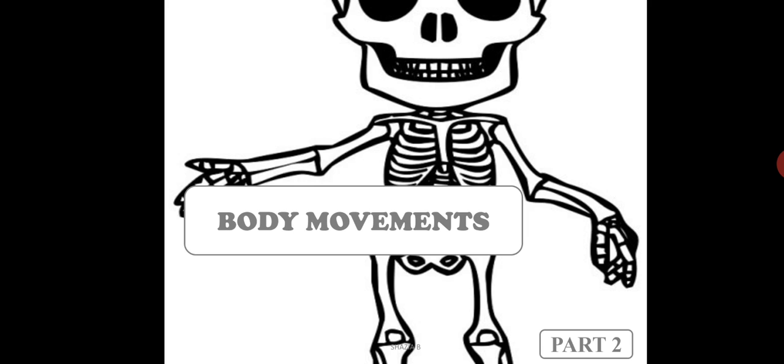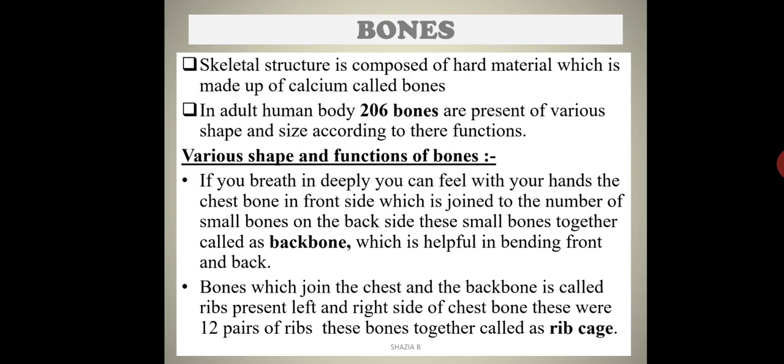Now, first of all, what is bone? Whenever we touch our skin, we can feel something very hard, which is not flexible, right below our skin. That thing is called our bone. Bone is a hard, strong, and non-flexible material. It forms the framework of our body.